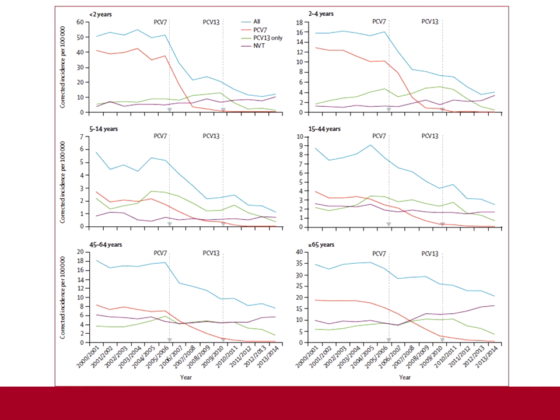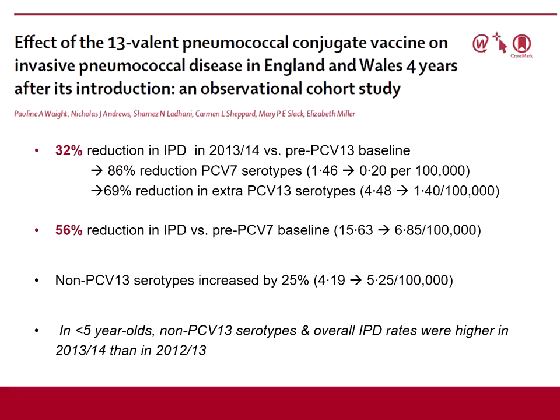So some kids got 7, 7, 13, some kids got 7, 13, 13, and the new kids got the 13, 13. So there was no catch-up at all. So the herd protection took a bit longer. But you can see now that the non-vaccine serotypes are going up. The replacement disease is going up a bit faster compared to the pre-vaccine period. But still, overall, there were big benefits in the program.